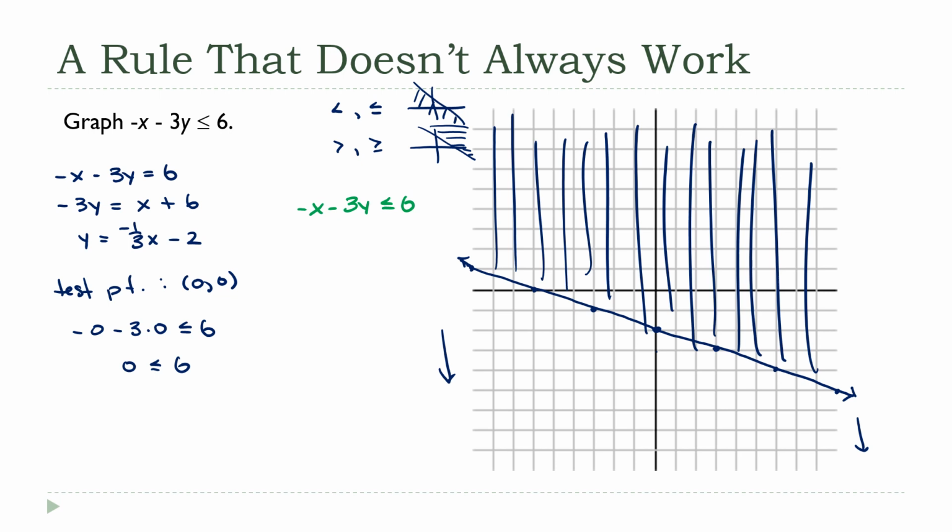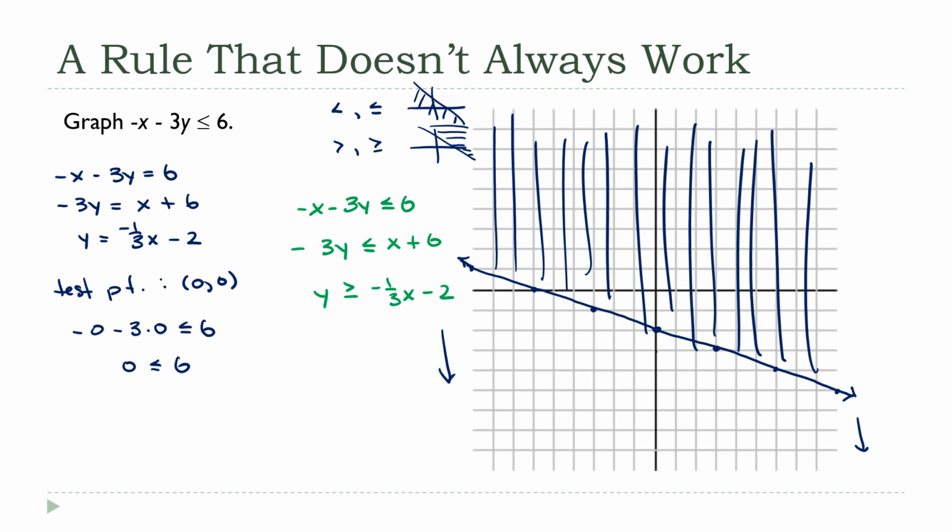I'm going to follow the same sequence of steps. I'll move the x over, and here's where the trouble is about to start. I've got to divide both sides by negative 3, which is a perfectly fair operation. This becomes y, negative 1/3 x, minus 2. But because I divided by a negative number, I have to reverse the inequality. So now it goes from a less than or equal to a greater than or equal.